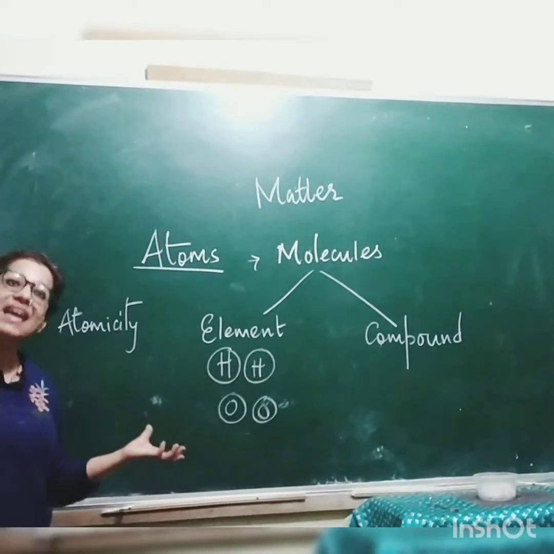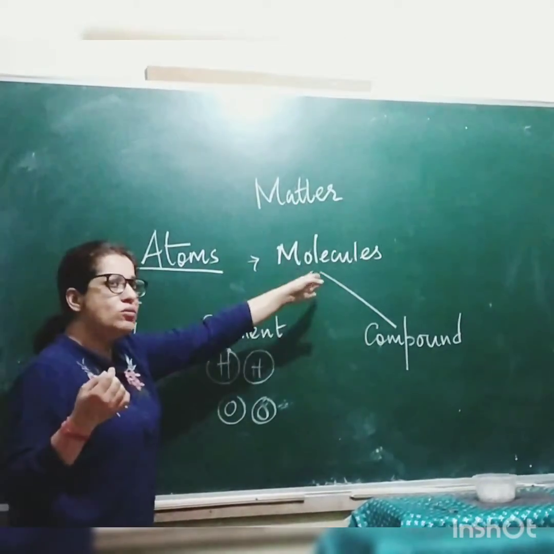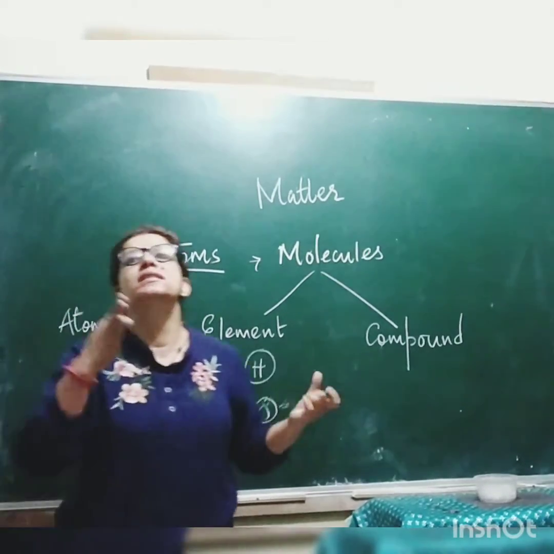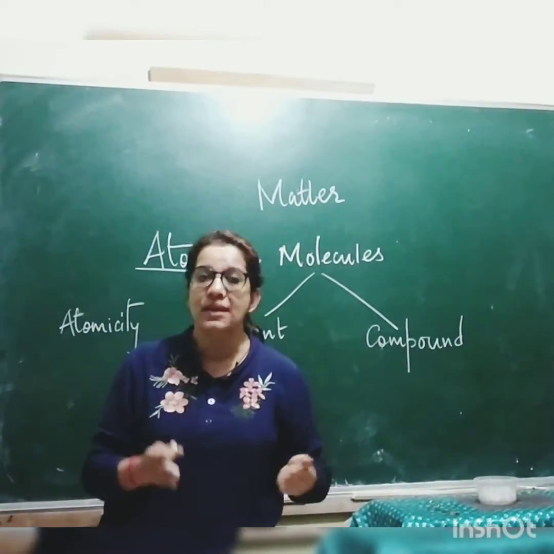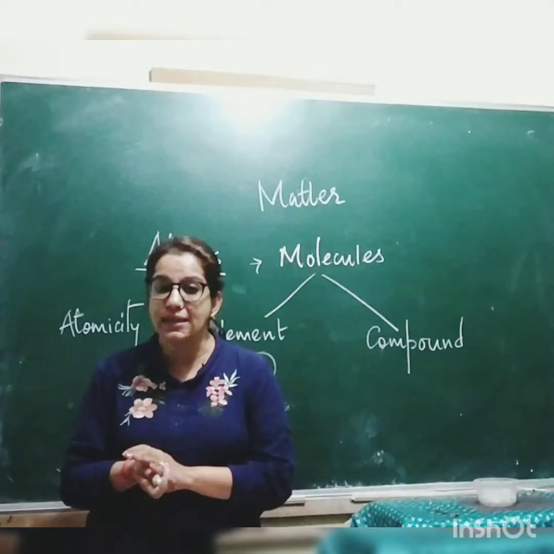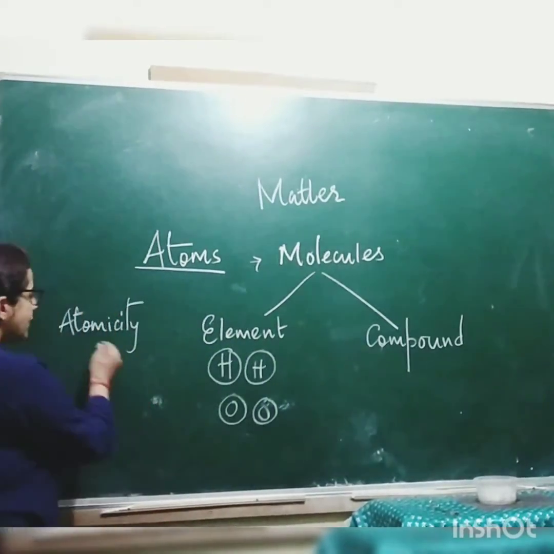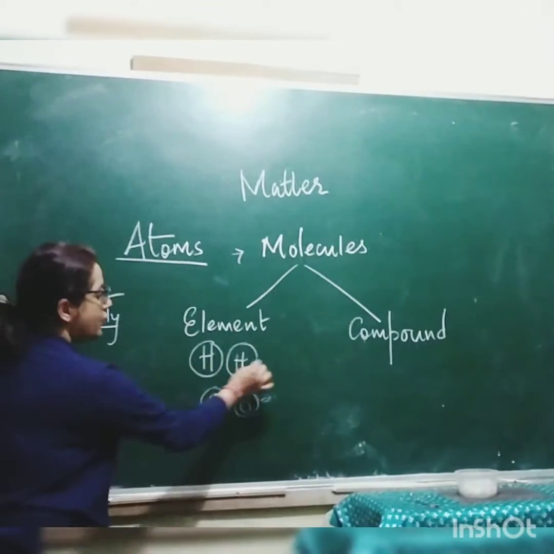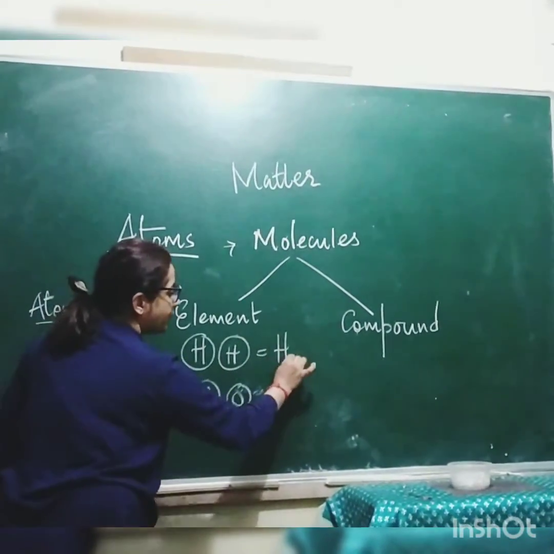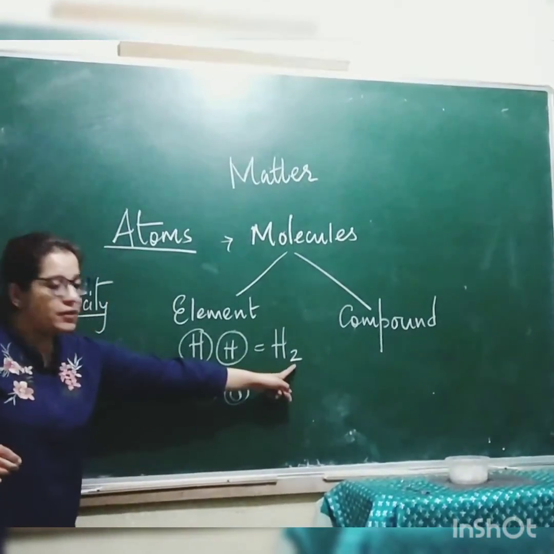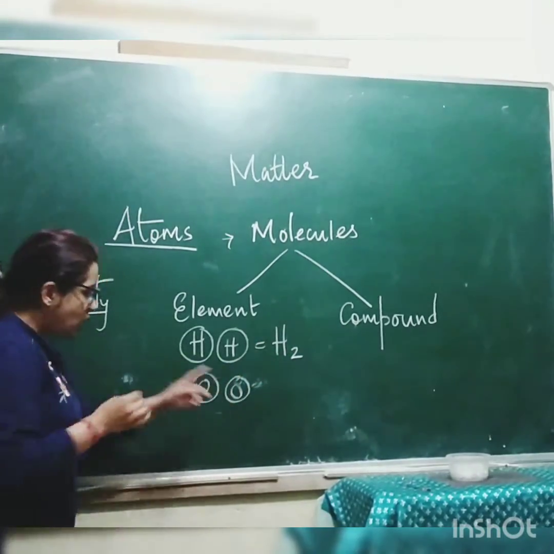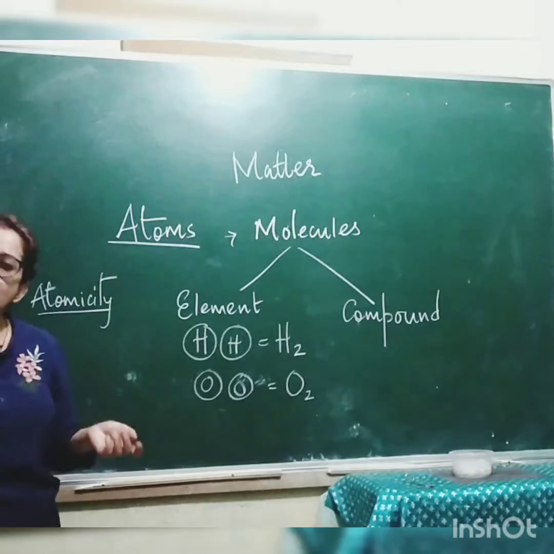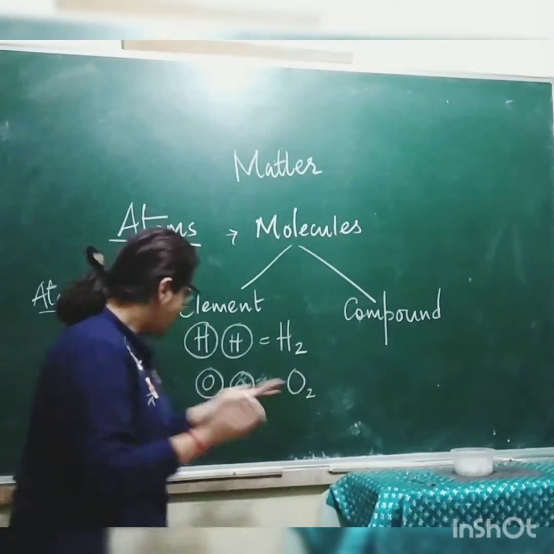They form the elements. So molecules of an element are made up of similar types of atoms, and the number of atoms present in an element is known as atomicity. For example, in hydrogen, how many atoms of hydrogen are there? 2. Oxygen, 2. Okay, let's take another example.